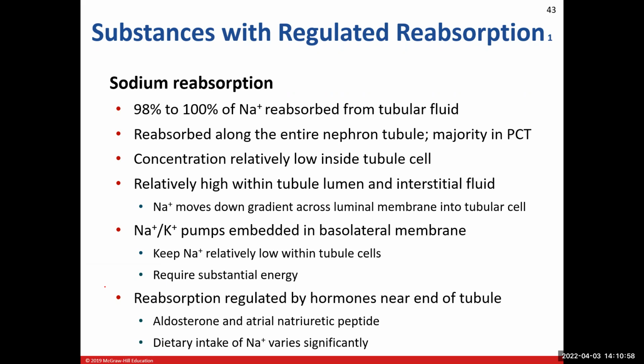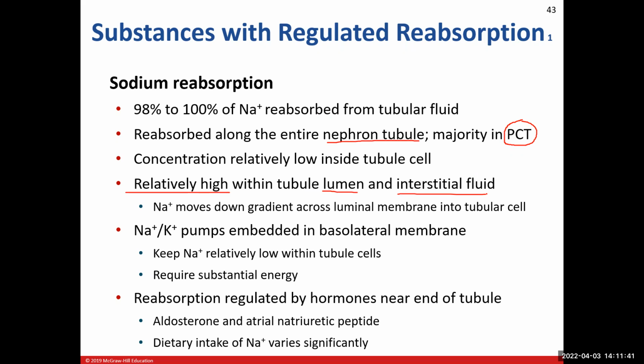So we're going to see this along the entirety of the nephron tubule, but a lot of things mostly happen in the proximal convoluted tubule. Most of this reabsorption occurs there. The nice thing about this is we're going to deal with a concentration gradient once more. Inside the tubule cell, the cells that line our nephron tubule, the sodium concentration will be low compared to outside, where we'll see a high sodium concentration in the lumen and in our interstitial fluid.